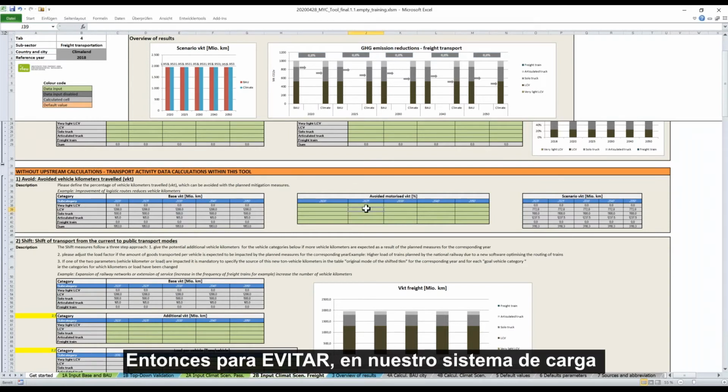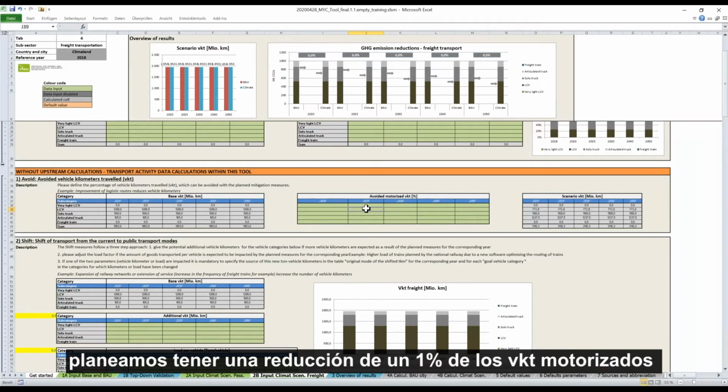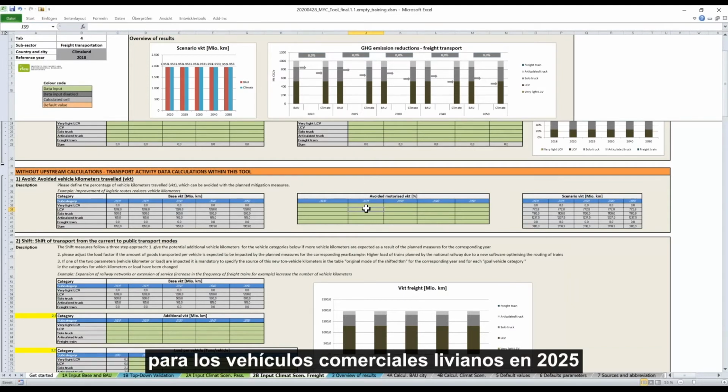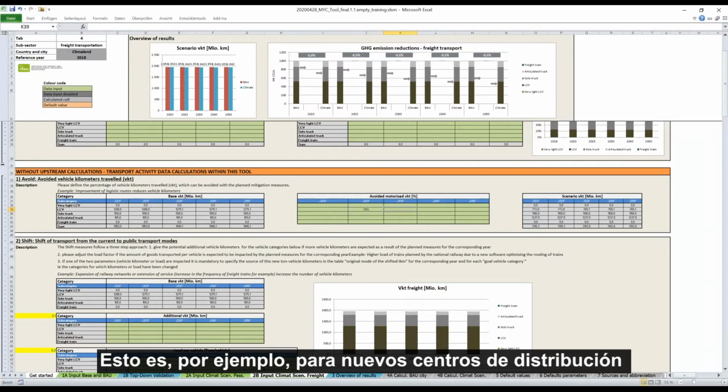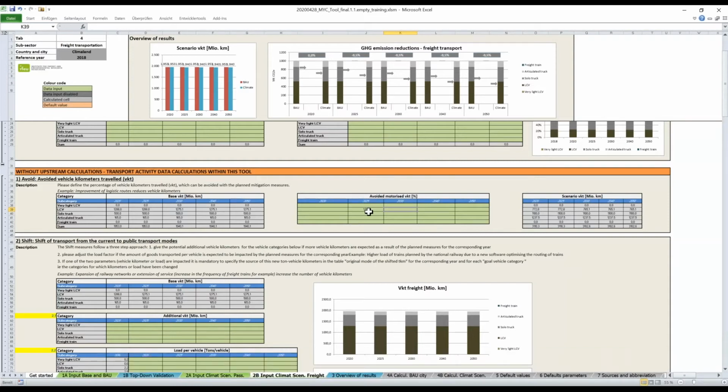For the avoid, we say in our freight system, we plan to have a reduction of 1% of the motorized VKT for the light commercial vehicles in 2025. This is due, for example, to a new distribution center in the outskirts of the city, which aims to reduce the number of kilometers and be more efficient in the tracing of the route.